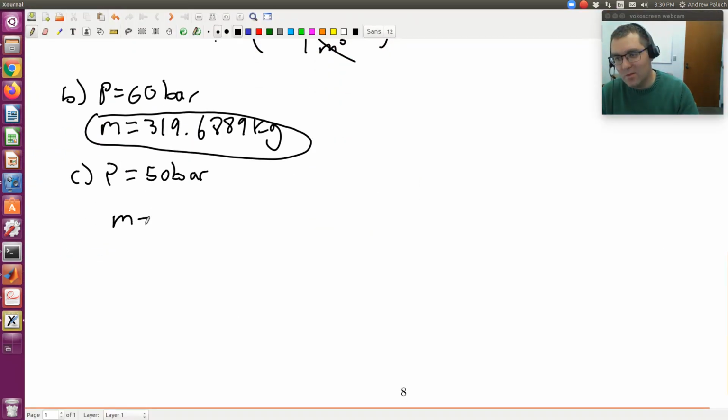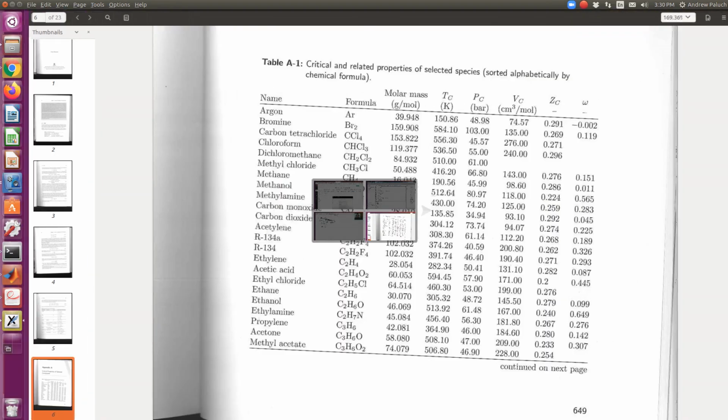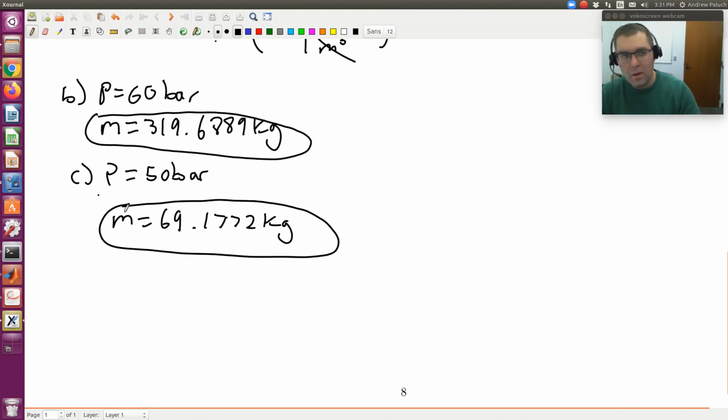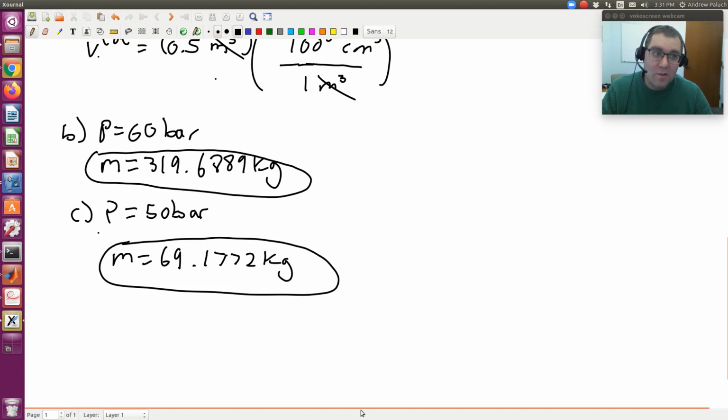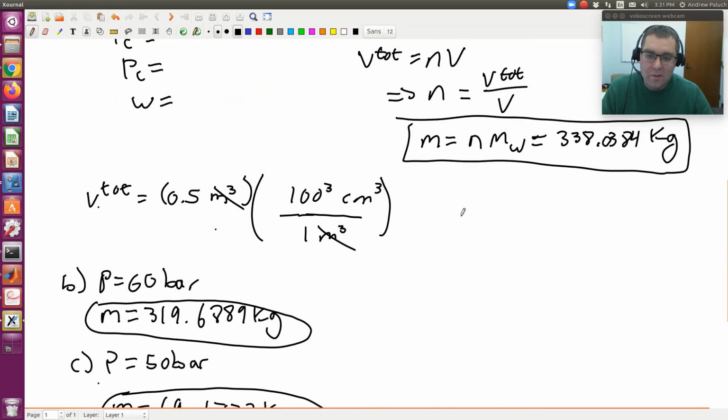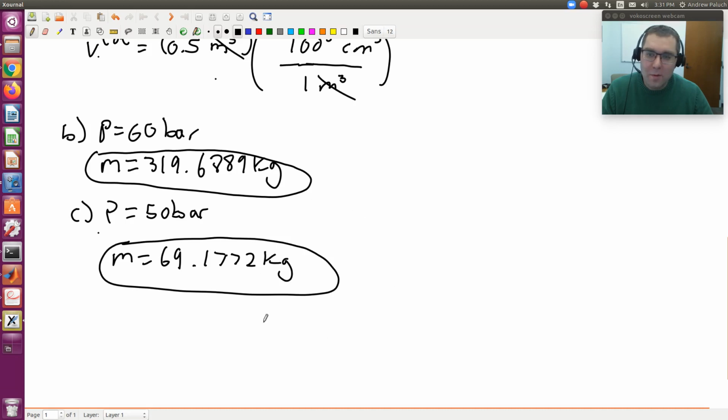So the mass that I can store when CO2 is a vapor is 69.1772 kilograms. The mass that I can store is substantially less because here I'm storing it as a vapor, whereas in the previous two parts I was storing it as a liquid. And so the mass doesn't change much between the liquid cases, but here you get this abrupt change when it's being stored as a vapor.